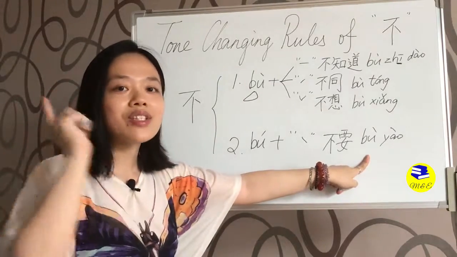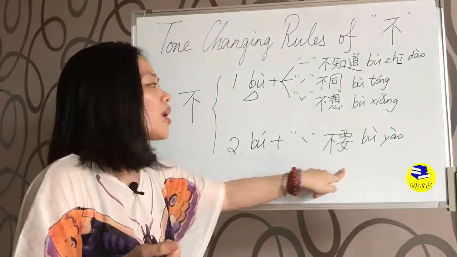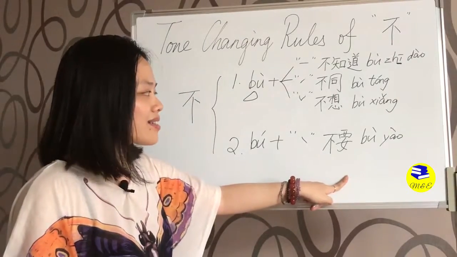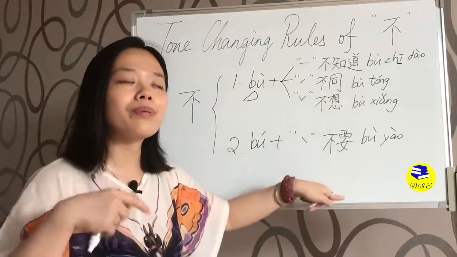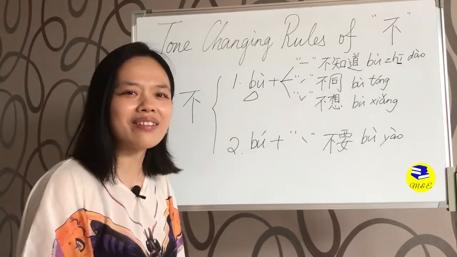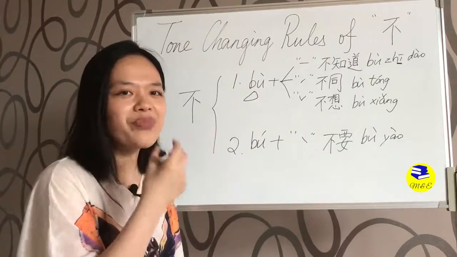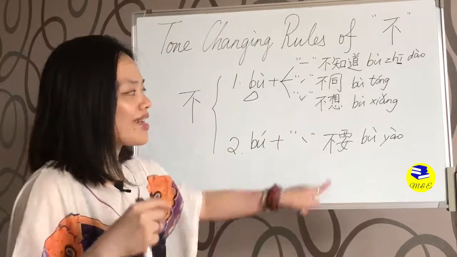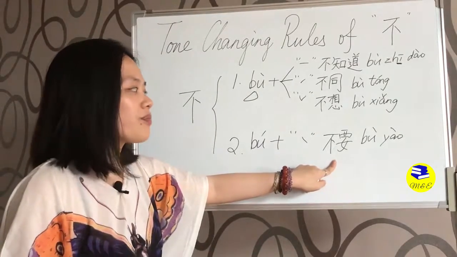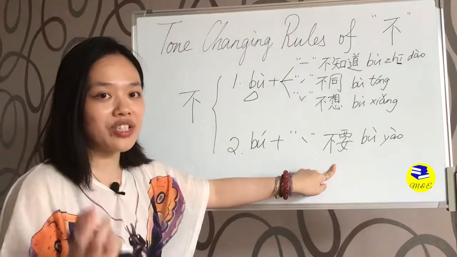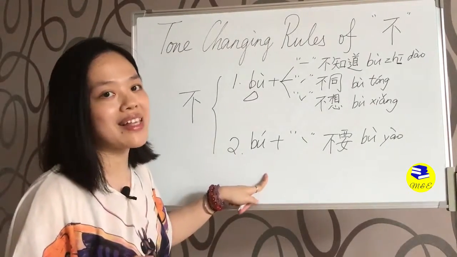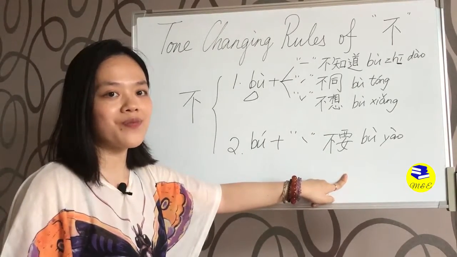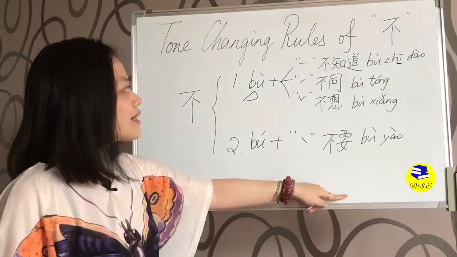Remember tone changing rules, right? So when we say it, we need to what? Change its tone, right? So we will not say 不要, 不要. So difficult to say, right? Your mouth will feel out, not convenient. So of course, for easy to pronounce, we change the tone into second tone. We say 不要, 不要, like this. Understand? So that's it.